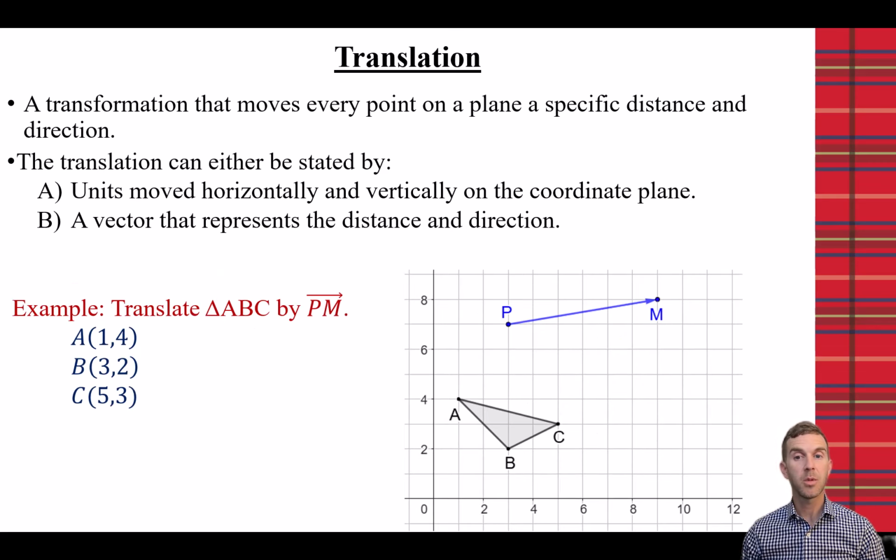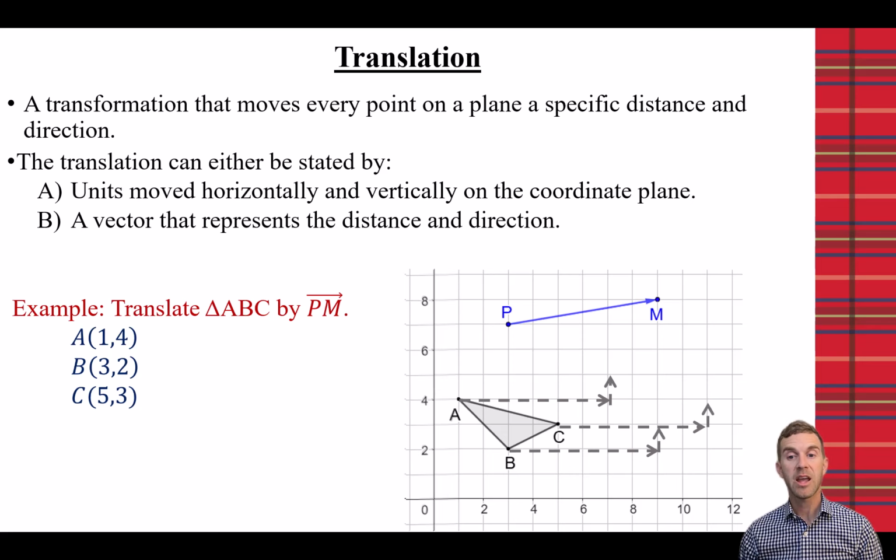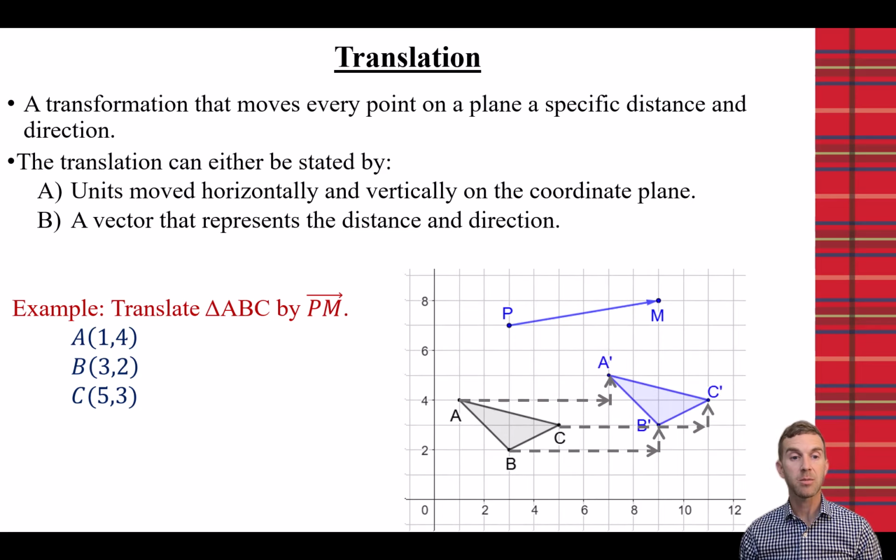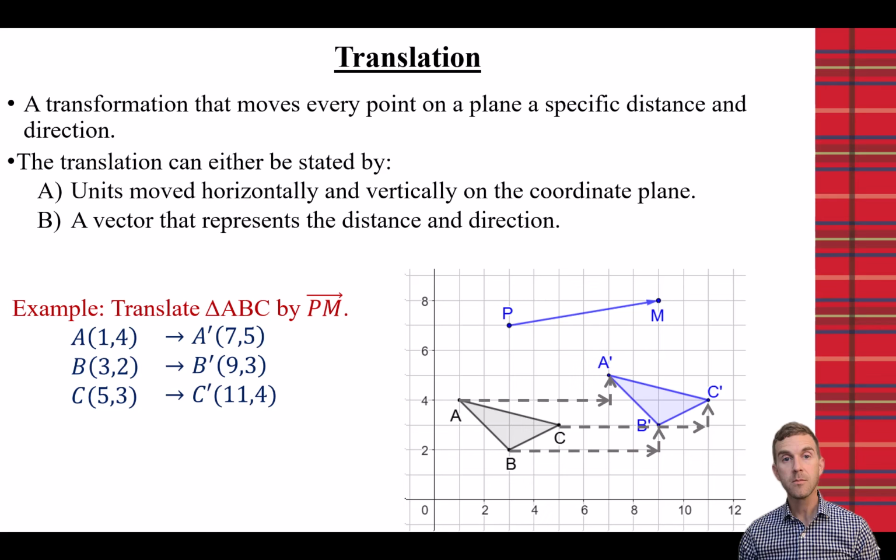Now what if you had the vector instead? Here we have vector PM. And we can see that this is moving 6 units to the right and 1 unit up. So we'd move, again, the whole plane is moving, but we'd move those 3 points, 6 units to the right, 1 unit up, and create our triangle A prime, B prime, and C prime. And we could label them as 7, 5, 9, 3, and 11, 4.